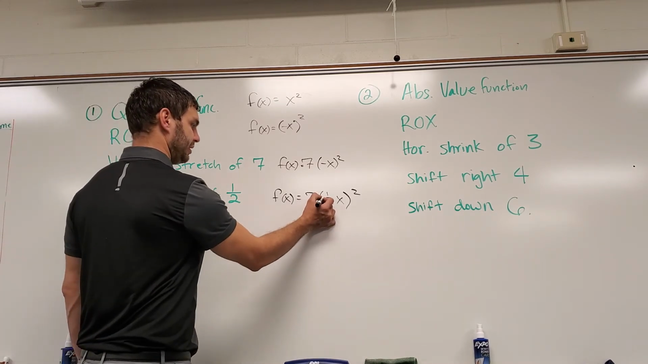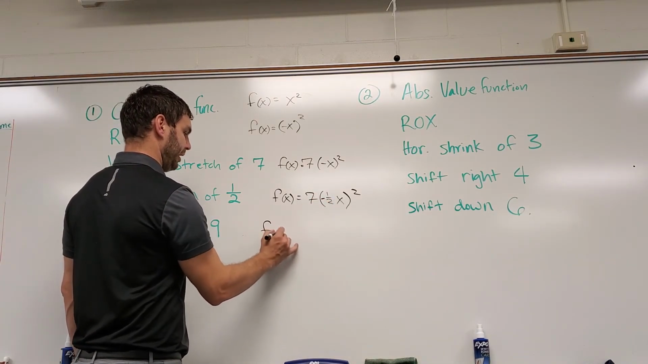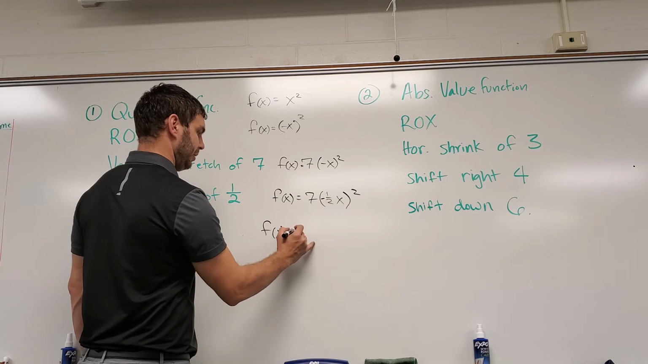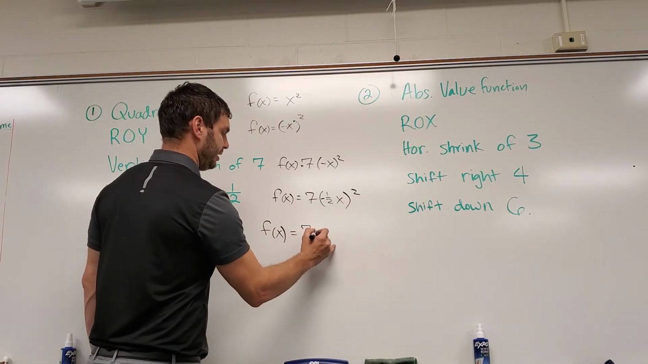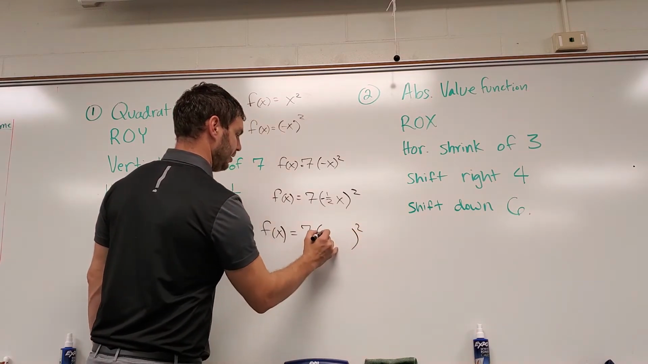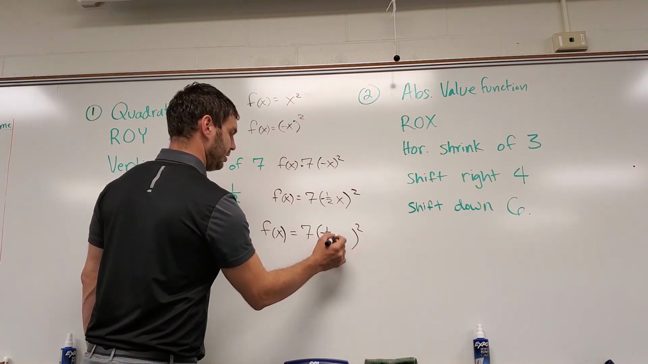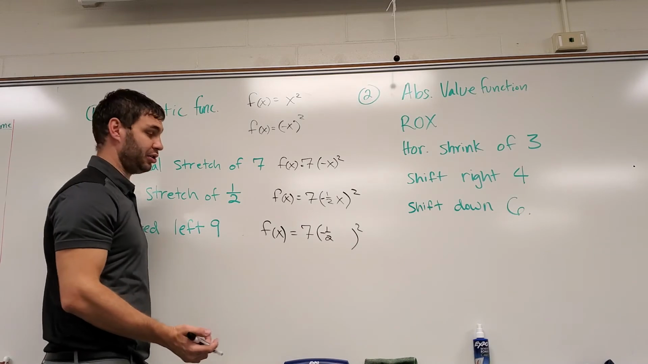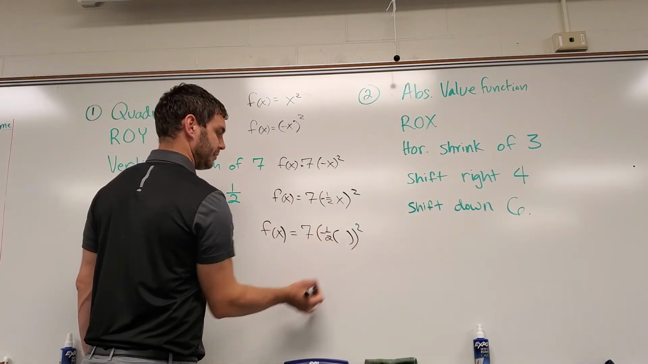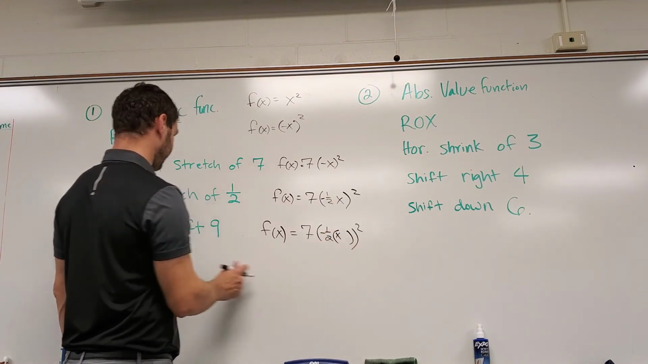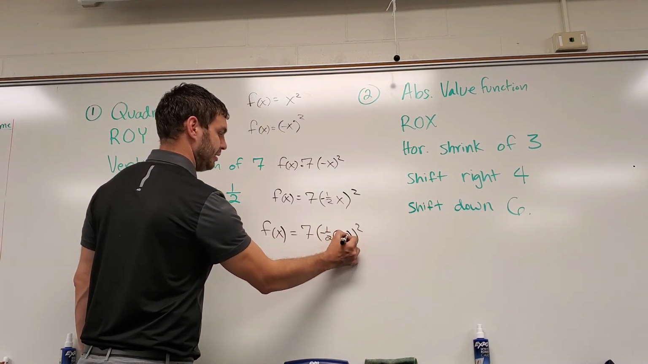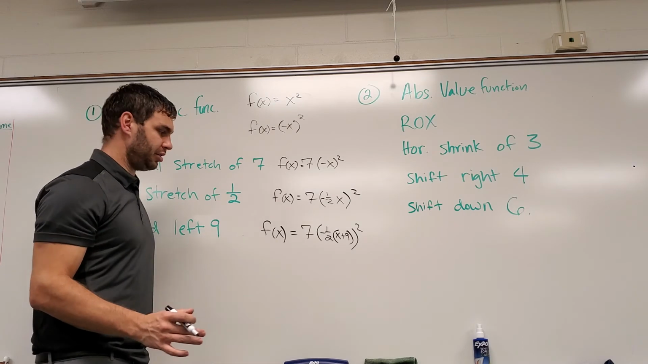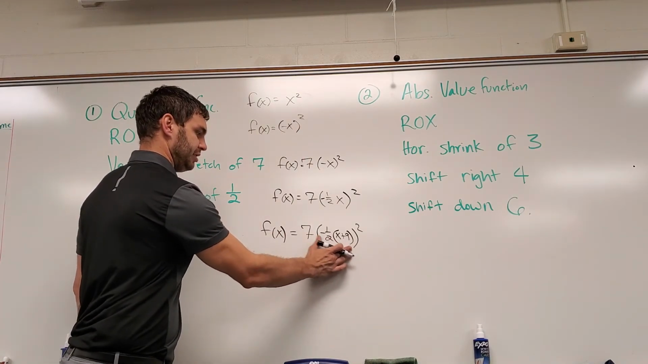Okay, this is where this one gets a little bit tricky. I'm going to rewrite it how I have so far. But remember that when we shift left or right, that goes on the inside. And because of that, we also need to put that inside another set of parentheses. Okay, so it's going to be x, and then since we're going left 9, we're going to say this is plus 9 in there.